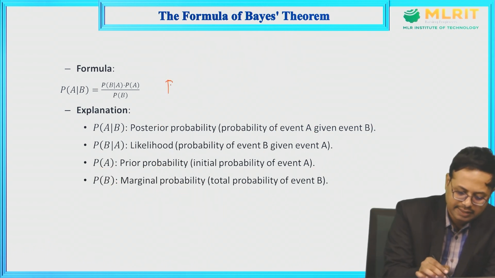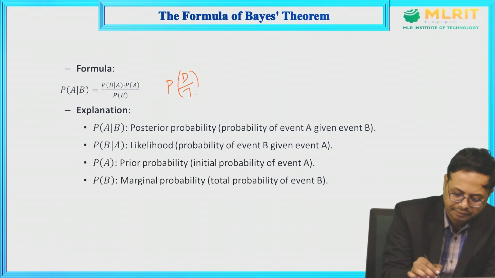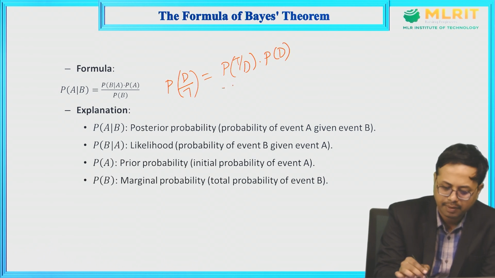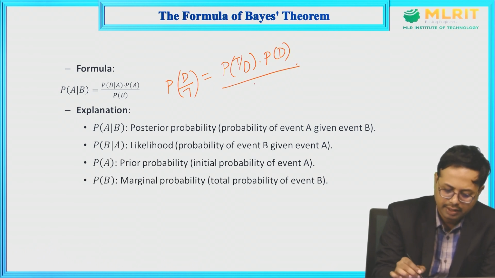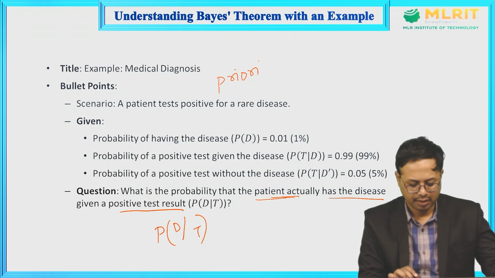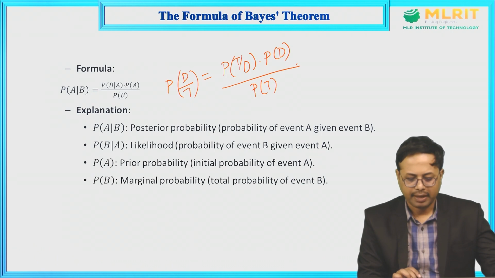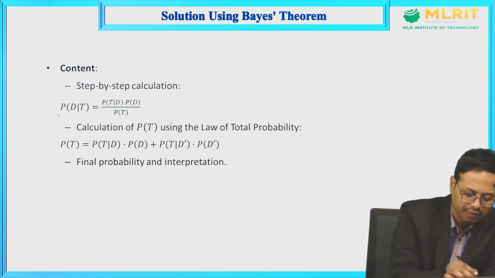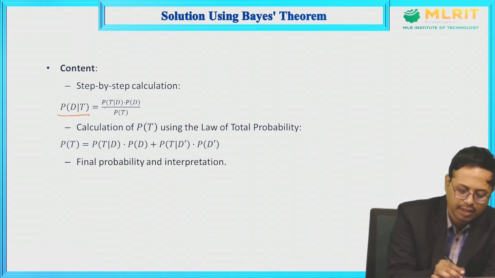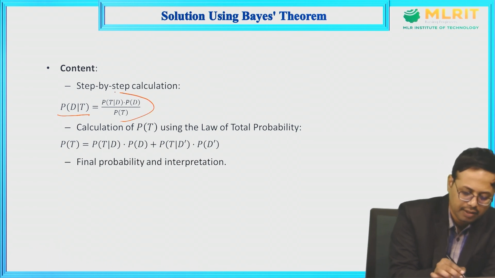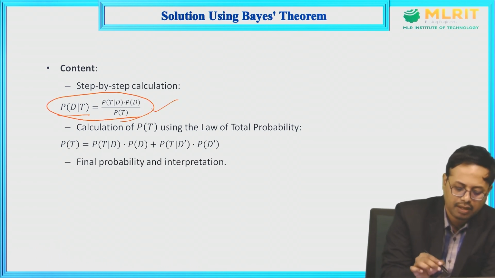Here, P of D given T is equal to P of T given D into P of D by P of T. This is the one we have to get; we are calculating that part here. P of D given T is equal to P of T given D into P of D by P of T. This is a formula. You have to know it.